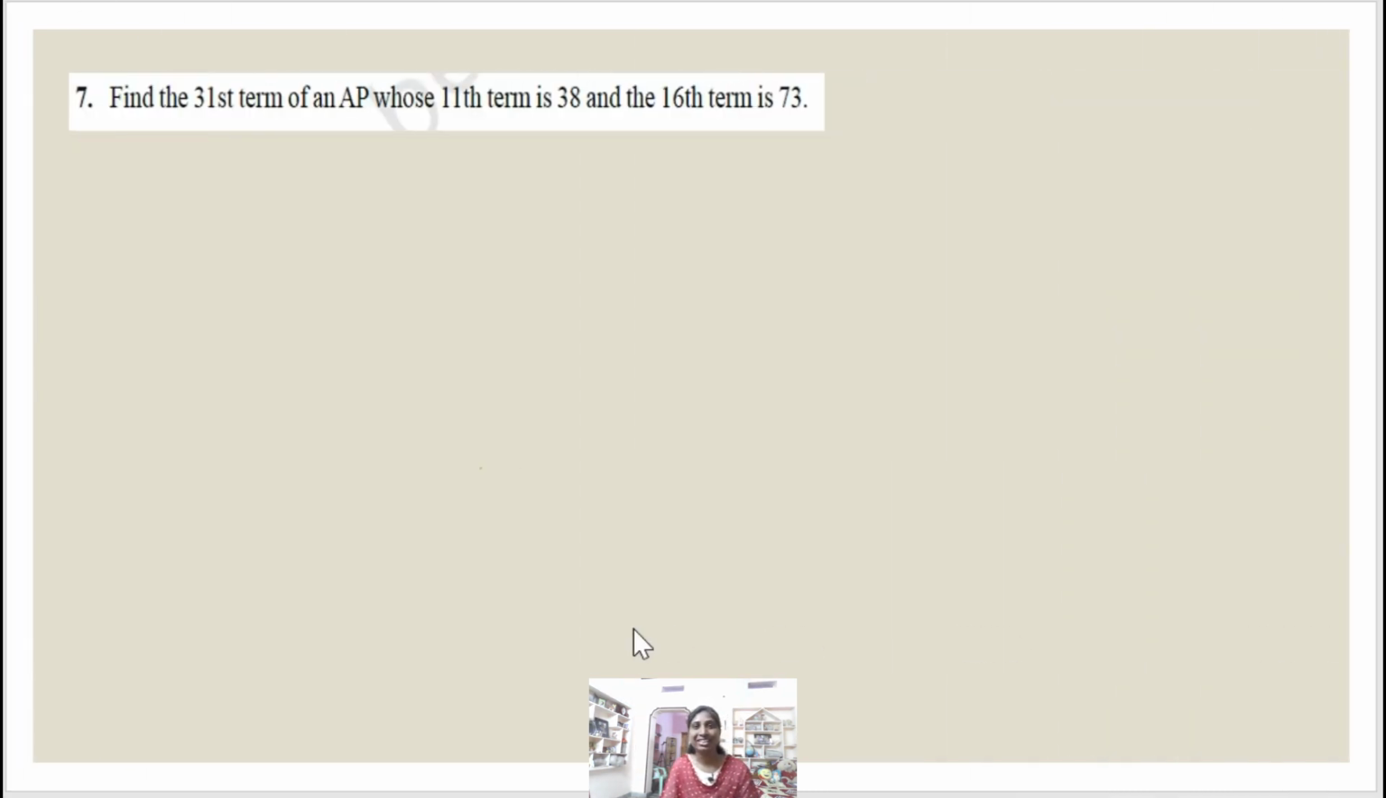Friends, let us read the first question. Find the 31st term of an AP whose 11th term is 38 and 16th term is 73. So, we want to find the 31st term. It means A31 is equal to how much? For this, we need to find the first term and the common difference. But how will we find the first term and common difference?